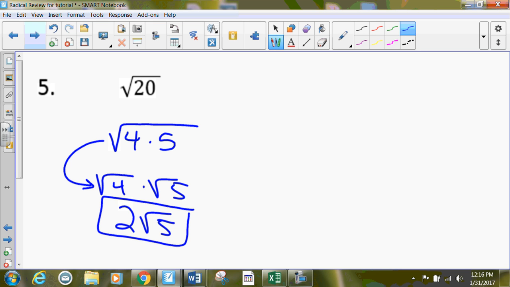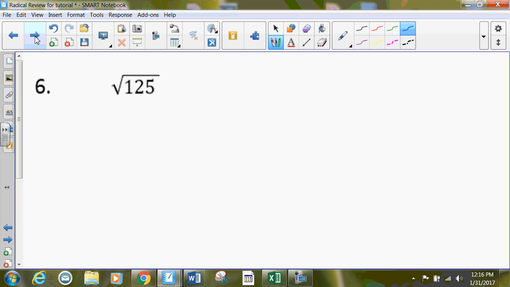Just get used to radical language. Radical math language. Okay, square root of 125. We can make a factor tree, or we could find the perfect square located in there. Is there a perfect square located in there? Absolutely. 25, right? So we'll have 25 times 5.